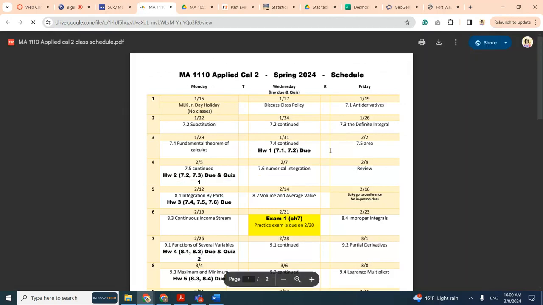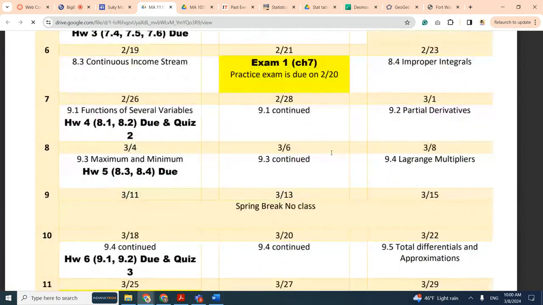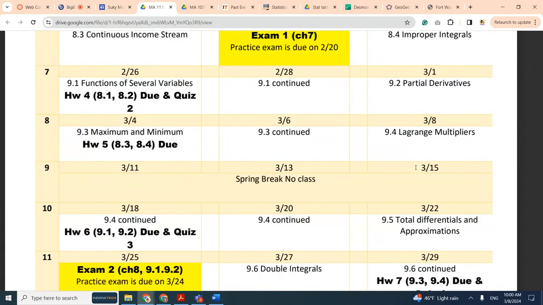Okay, this is our schedule. And today is Friday, March 8th. Yeah, we're behind schedule. It's okay. So today we will start 9.3. Then you have a spring break. After you are back, you have homework 6, which is about 9.1 and 9.2, and also quiz 3. So I hope over the break you're going to work on your homework. If you have questions, please come to see me and ask me.